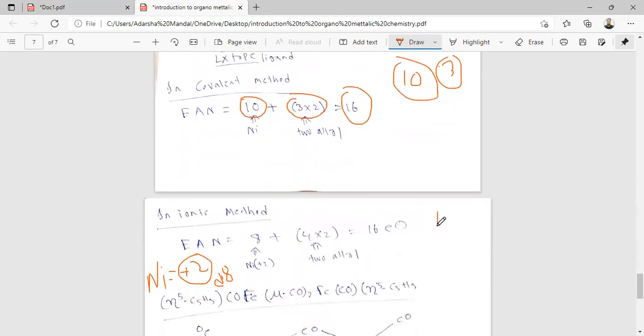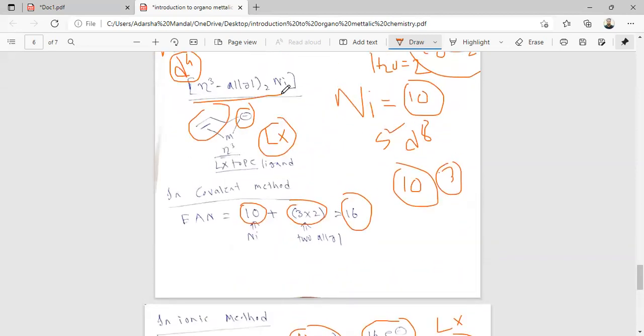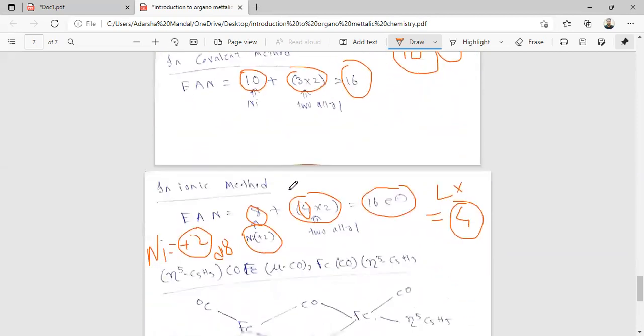And this allyl is an LX type ligand, so in the ionic method, it will donate a total of 4 electrons to the metal center. So for the electron count, first nickel will contribute a total of 8 electrons because it is in the nickel +2 oxidation state. Next, each allyl will contribute 4 electrons. There are two allyl ligands, so they will donate a total of 8 electrons. So here there are a total of 16 electrons in this organometallic compound.